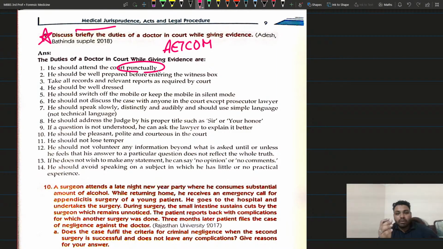Okay. So second, thirdly, take all the records and relevant reports required for the court. It should not be like this, that you went to the court witness box and then asked for the reports, having brought nothing. That's not how it works. You should be punctual. You should take all the records. Okay, fourth, should be focused.